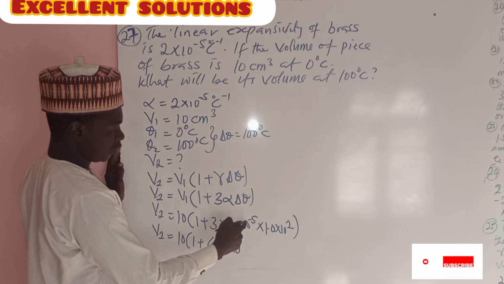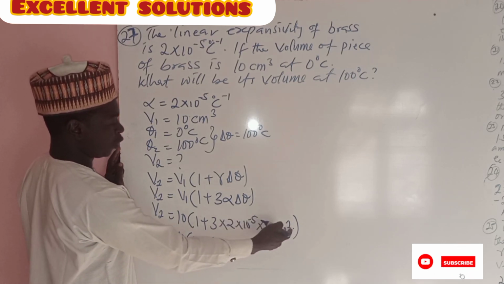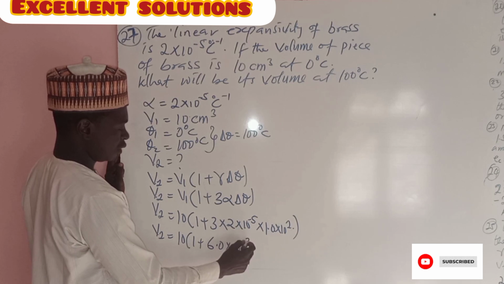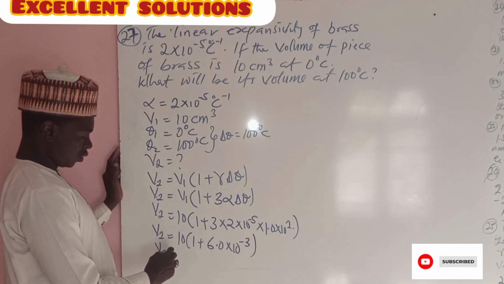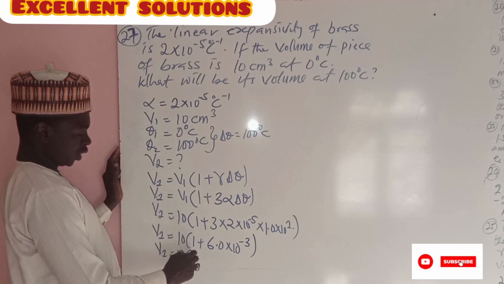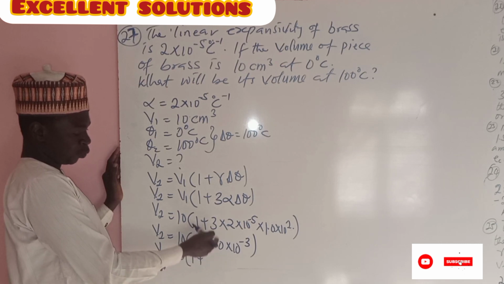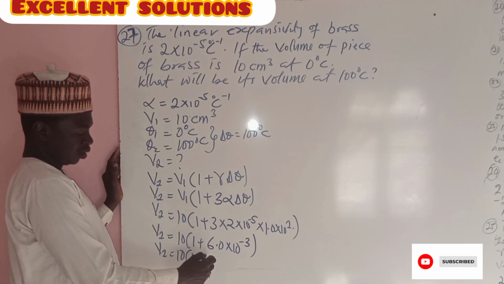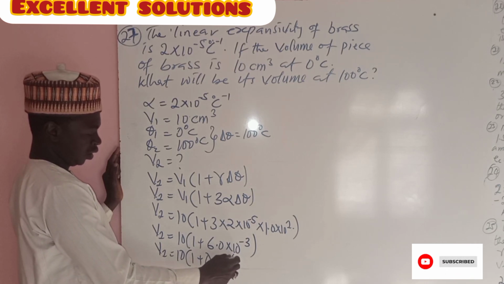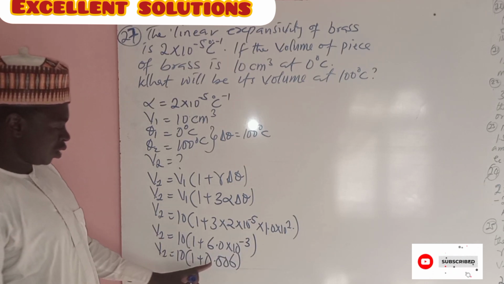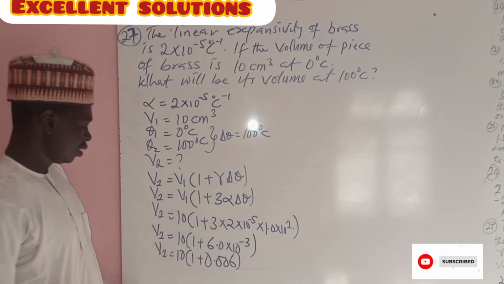So this is 6.0 times 10 raised to power, minus 5 plus 2, we have minus 3. So close our bracket. Now V2 equals 10 open bracket 1 plus this 6 exponential minus 3. We take the point backward 3 times. This is the same as 0.006. Then we close the bracket.